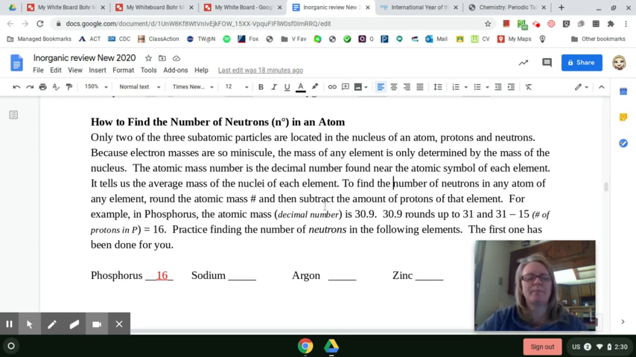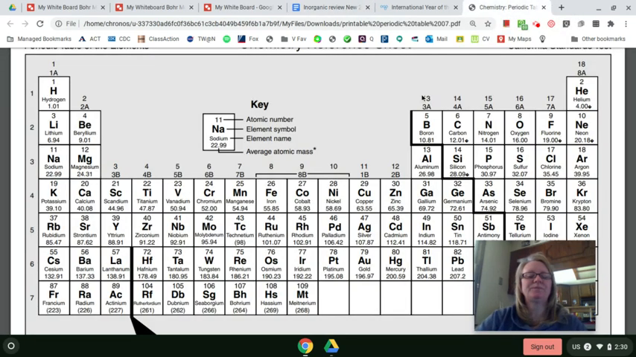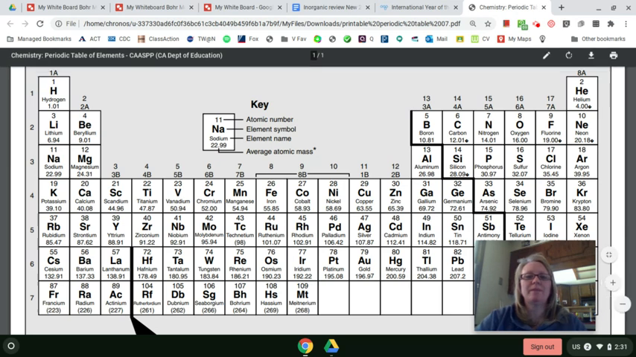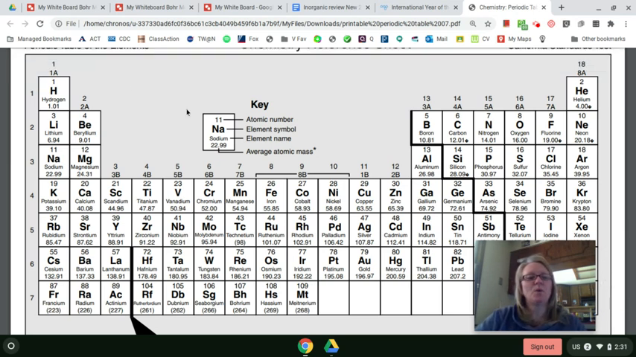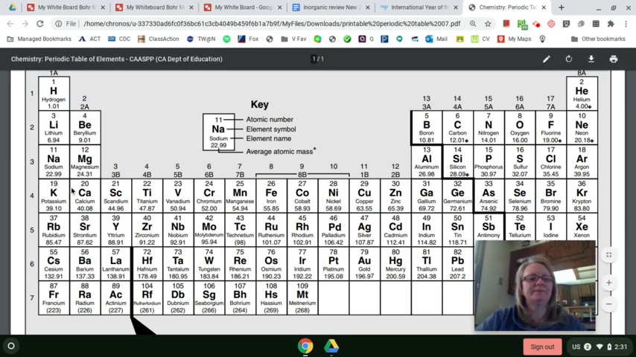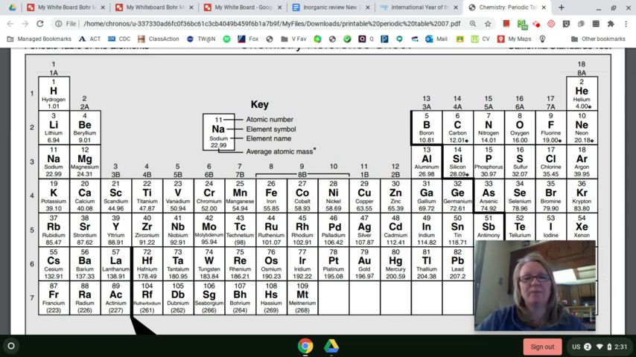So let's practice a couple. Let's practice sodium, argon, and zinc. I'm going to go to the chemistry periodic table now. And if you'll remember, sodium is found in group 1. So we'll look for it in group 1. Now, the steps are round the decimal number, which is the atomic mass, and then subtract away the atomic number. So 22.9 rounds to 23. You want to round to the nearest whole number, and then subtract 11.